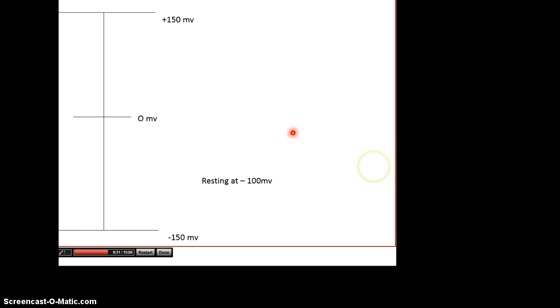Now your cells are resting. Their resting membrane potential is somewhere between negative 70 and negative 200 millivolts, depending on which cell it is. This cell here we're saying is resting at negative 100 millivolts. If it moves towards zero, we call that depolarization. If it moves further in the other direction, you get more accumulation of negative charge on the inside. That's referred to as hyperpolarization.